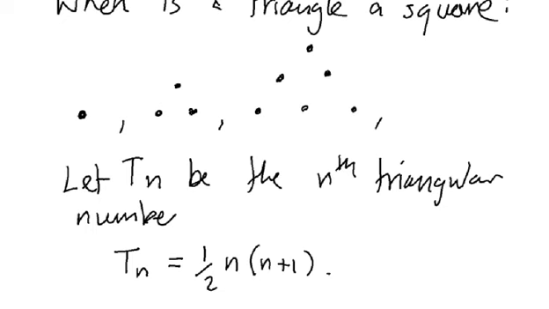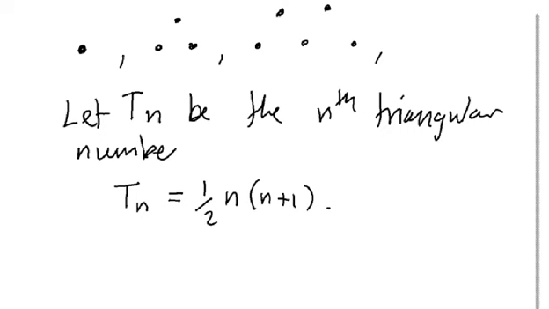Essentially, the idea of proving that is to think about putting two triangles together and getting a rectangle. And if you do that, you get a rectangle of length n and width n plus 1. Put them together, so you multiply them together, so that's n times n plus 1. But a triangle is half of that, so that is the answer there.